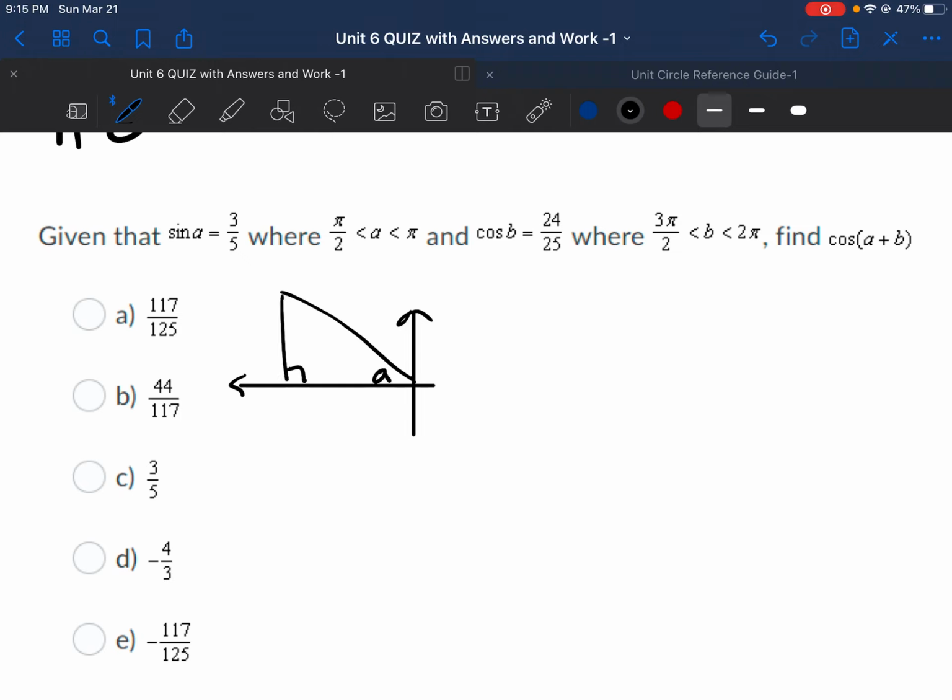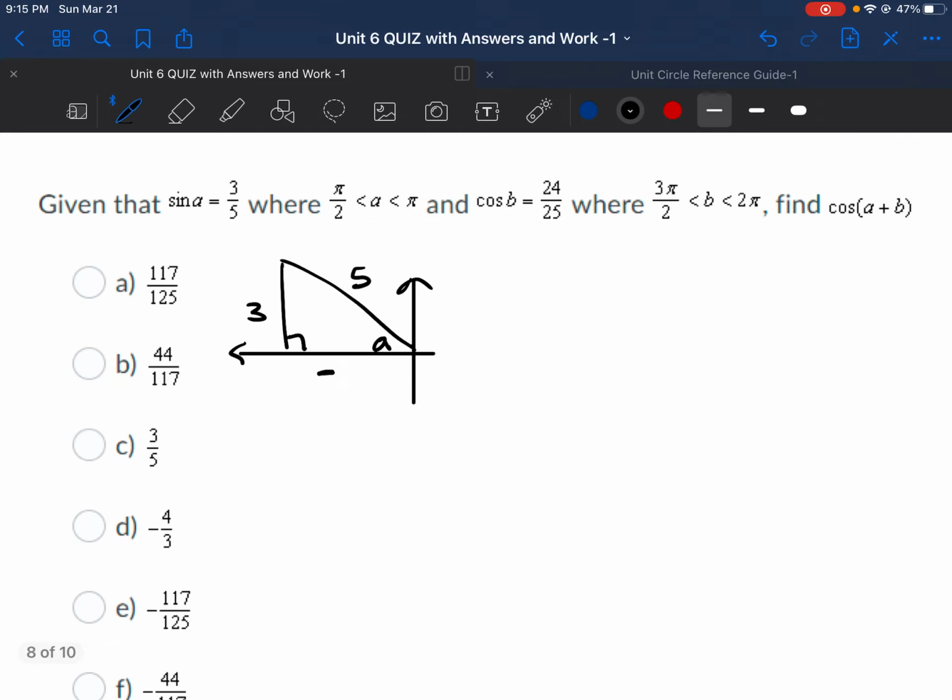All right, here's angle A. We're told that sine of A is 3/5. So opposite over hypotenuse, opposite is 3, hypotenuse is 5. Notice we're trying to find this leg next. We're going to need that leg for our calculations. But in my mind, I'm already thinking this is the negative side of the x-axis, so I already know this has to be a negative number. Let me put the negative there just so I don't forget.